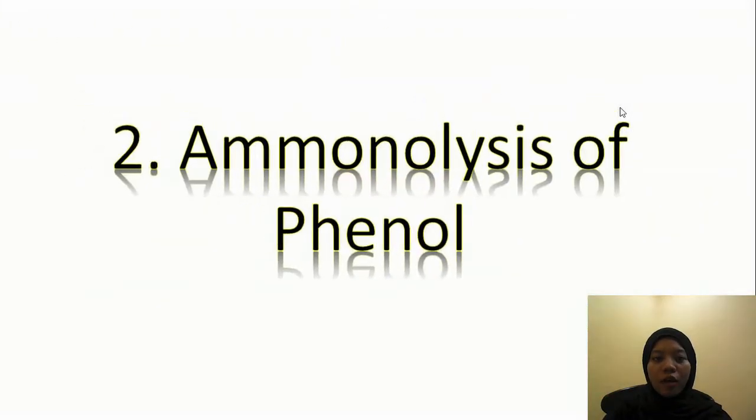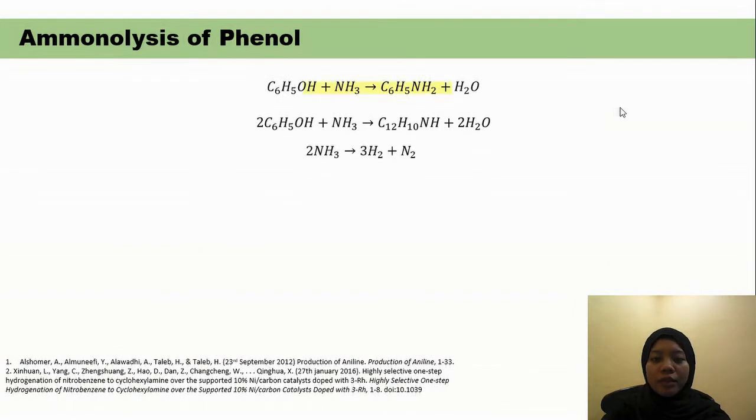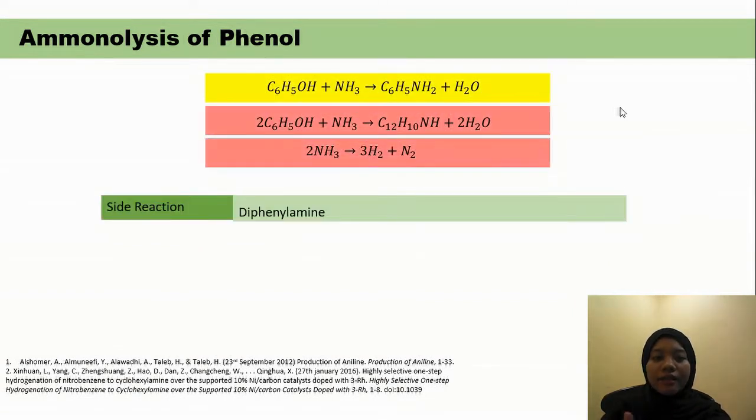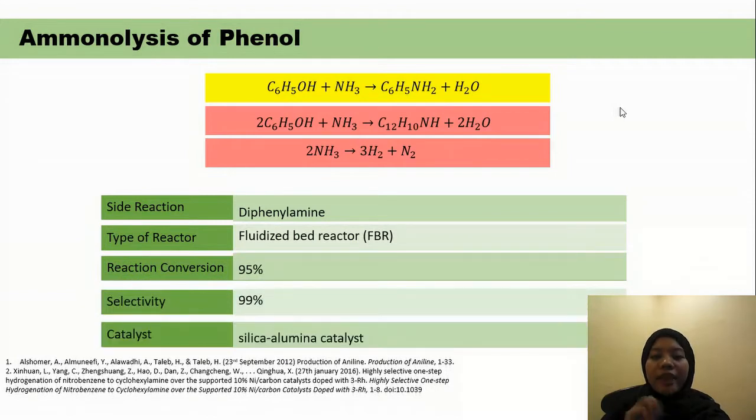Second, ammonolysis of phenol, forming aniline directly from carbonyl compounds using a hydrogen mixture. The second reaction forms a byproduct, diphenylamine. The third reaction is decomposition of ammonia. The conversion of phenol in the reactor is 95% and selectivity to aniline is 99%. A fluidized bed reactor is commonly used by placing phenol over a silica alumina catalyst in the presence of excess ammonia.